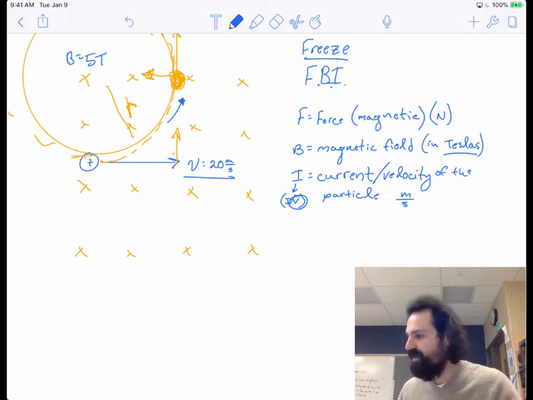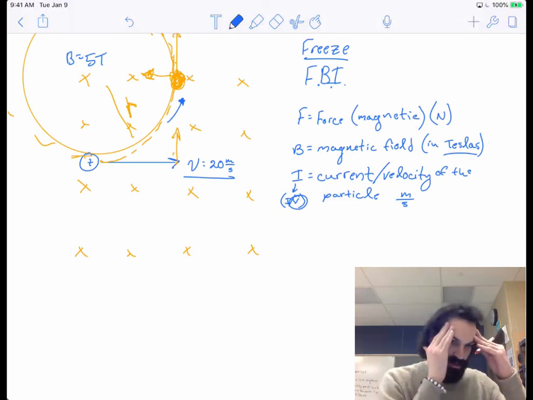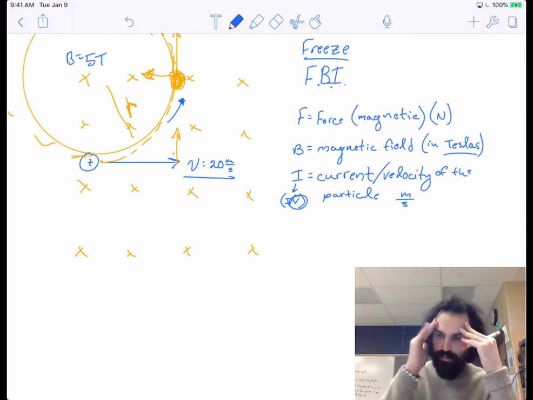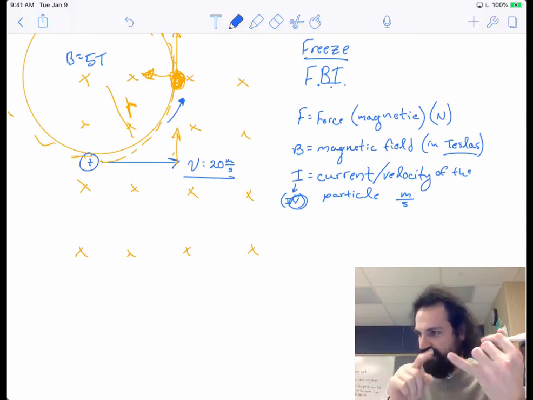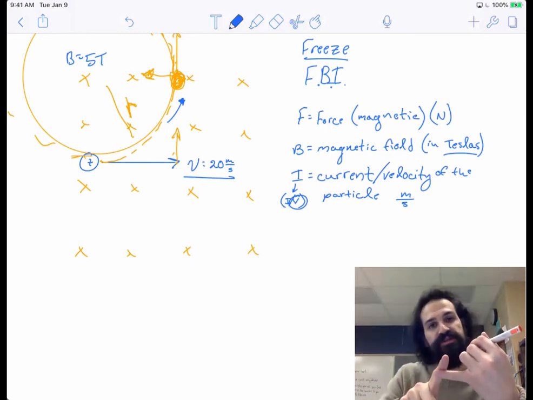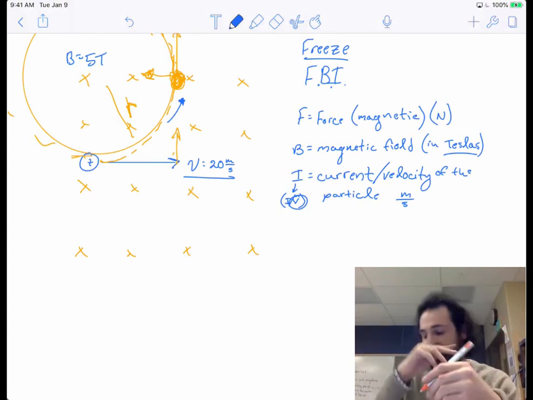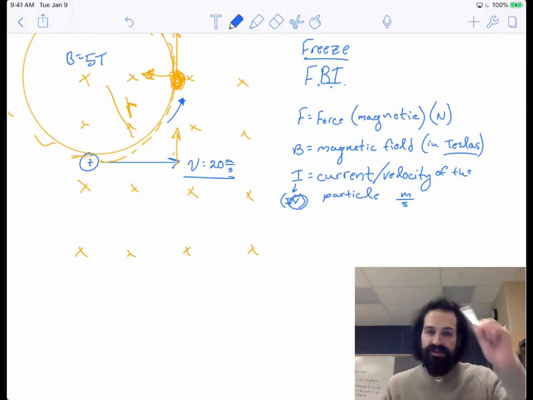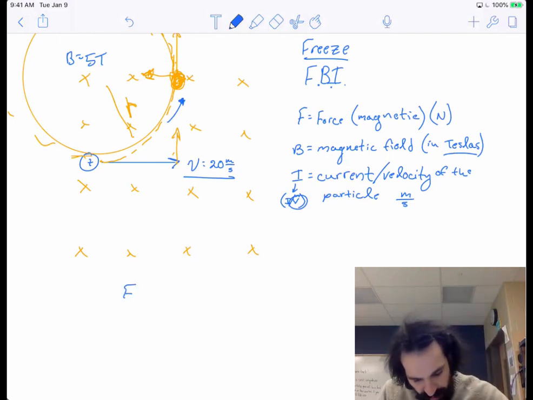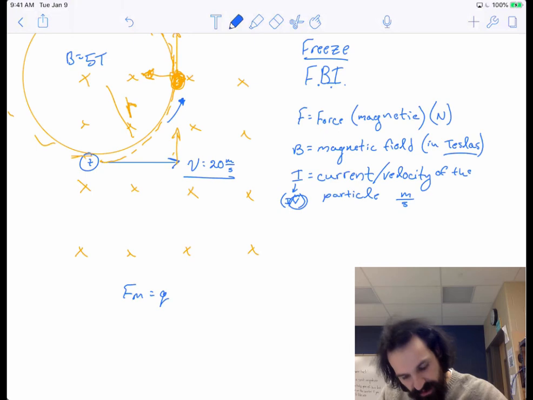Wait, how do we figure out the magnetic force? At that point, I'm thinking, okay, we can't use the centripetal force equation because we don't know mass. Oh, we do know mass because it's a proton. We know the velocity, but we don't know the radius. If we don't know the radius, we can't use that equation. But then the equation sheet pops in. The magnetic force equals QVB sine theta.